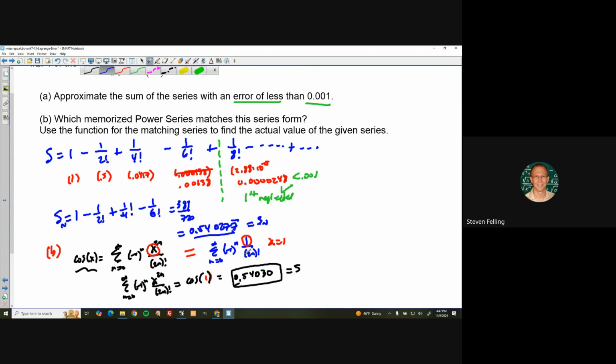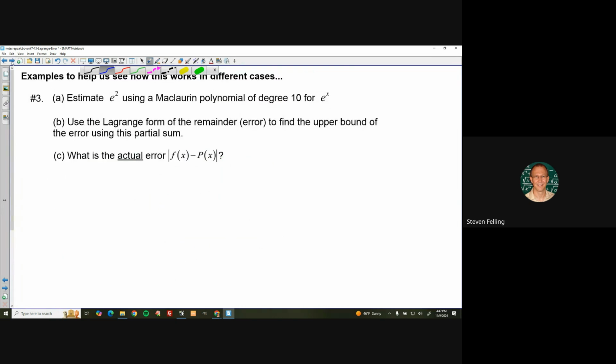Okay. So far, we're mainly working with functions. We're just starting to cross over to working with functions. Let's go to another example. Third example. Estimate e squared, which is just a single number. It's the e to the x function with 2 plugged in, using a Lagrange polynomial of degree 10. All right?